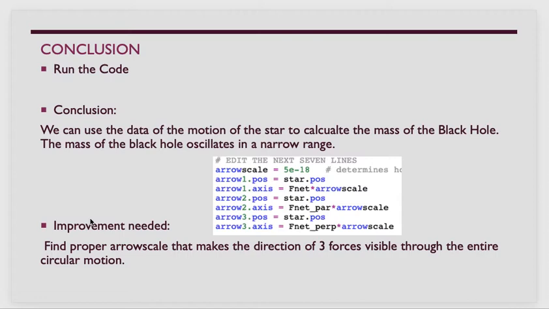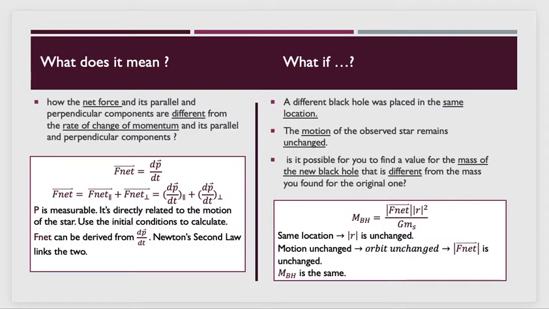And my conclusion is that we can use the data of motion of the star to calculate the mass of the black hole. The mass of the black hole will oscillate in a narrow range, but we can calculate it according to the average mass of the black hole. Here are the answers for the questions.